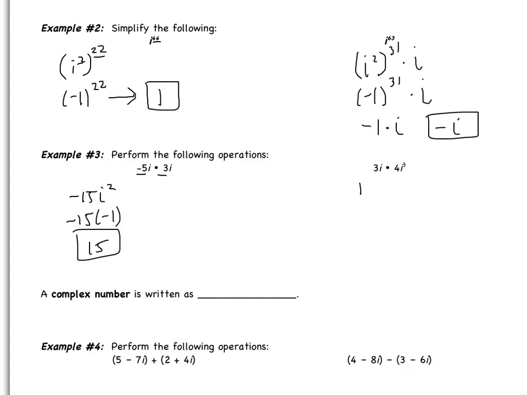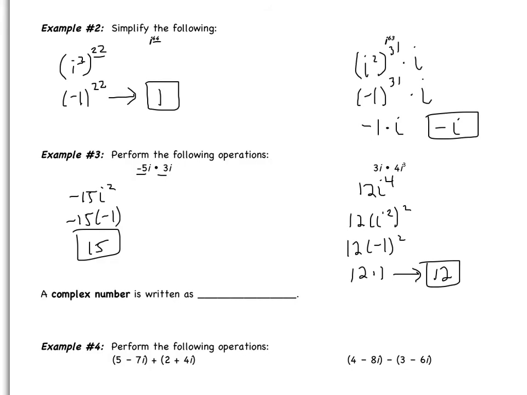Okay, so we should have had 12i to the 4th. Now i to the 4th is i squared, squared. So this is really 12 multiplied by (-1) squared. (-1) squared, though, is just +1. So it's 12 multiplied by +1, which is just 12. So hopefully that one went okay.